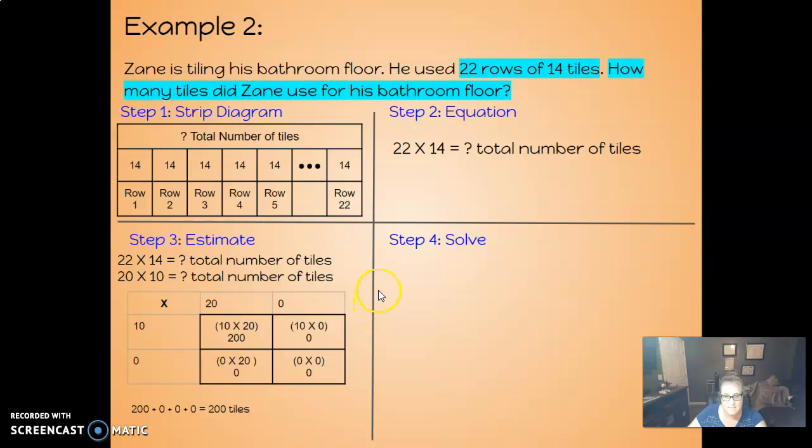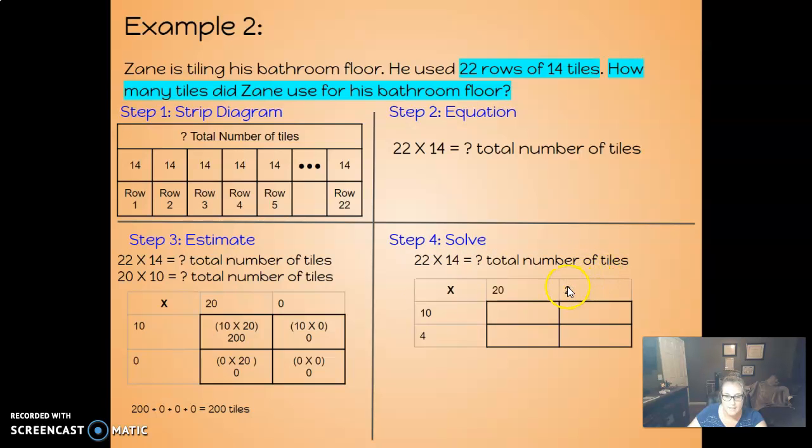After I've done my estimate, I'm actually going to solve. And I'm going to solve using partial products again. So my problem I'm solving for is 22 times 14, and it's going to tell me how many tiles I need. So again, I'm going to set up my partial products. This time I'm going to break 22 and 14 into expanded form. So I have 20 plus 2 and 10 plus 4.